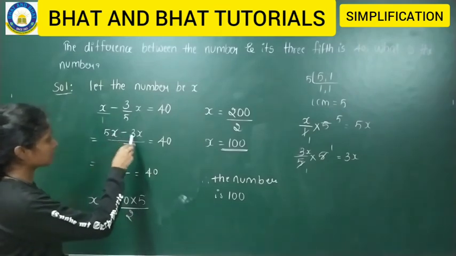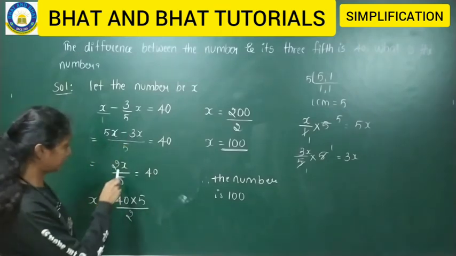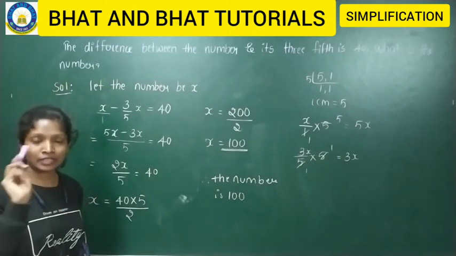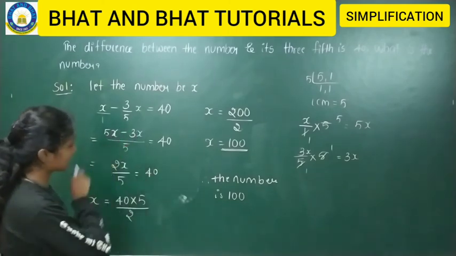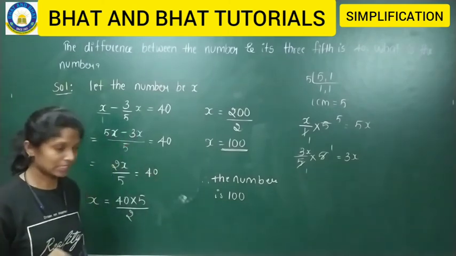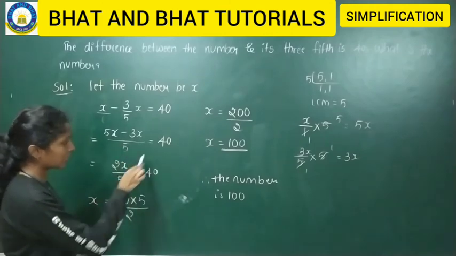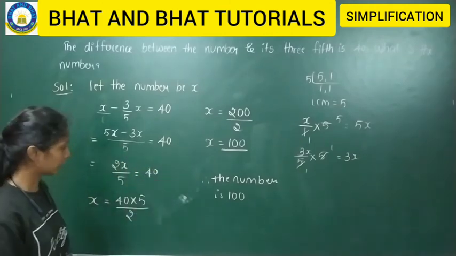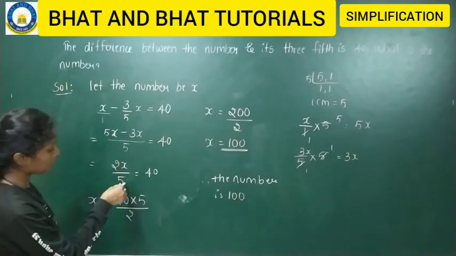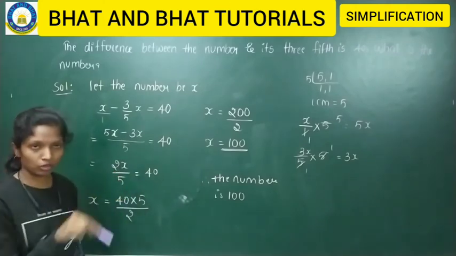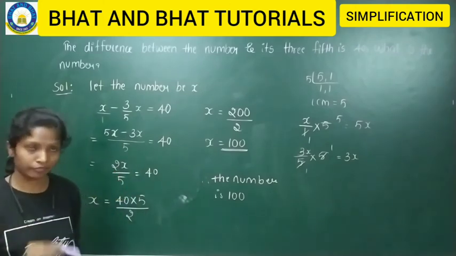Now 5x minus 3x will give you 2x. 5 minus 3 is 2. Since x is common, write the x as it is, divided by 5 as it is, which is equal to 40. So now 2x by 5 is equal to 40. This is one of the equations you have got.